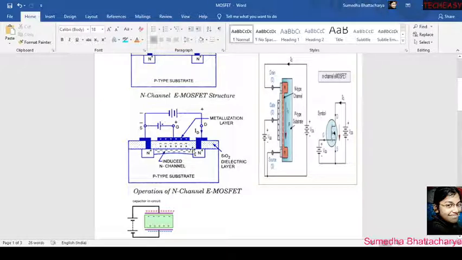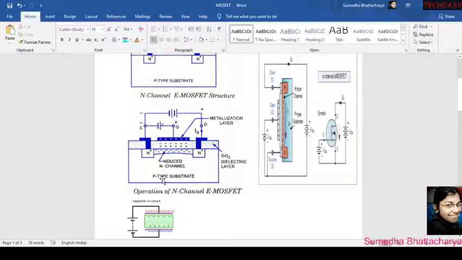So what can we see? That the p behavior is less here. Okay. Now, when we increase this VGS, what happens? The holes will be pushed down to here.